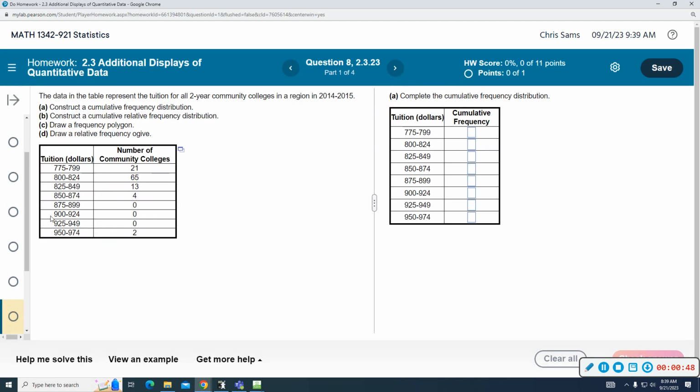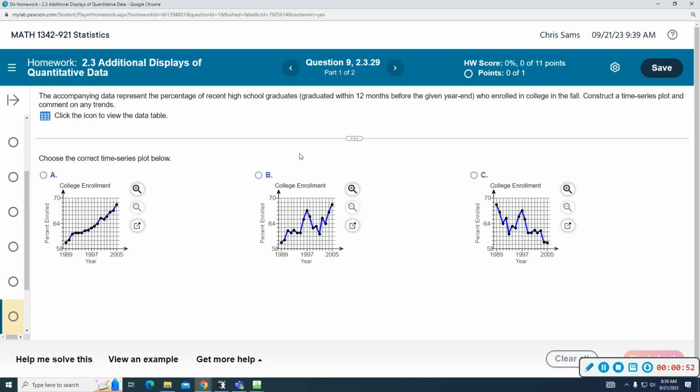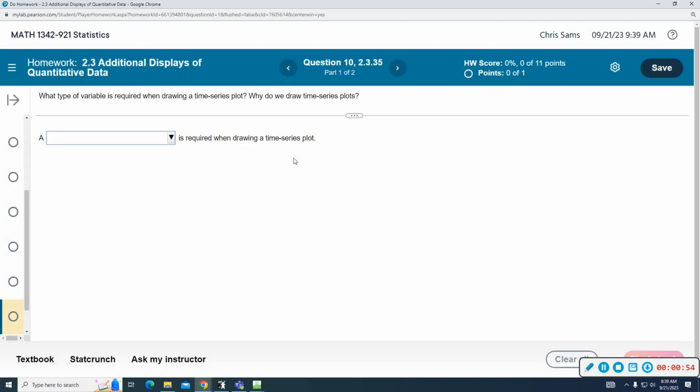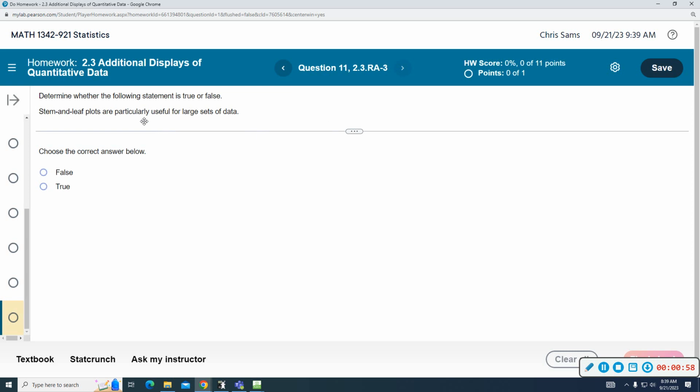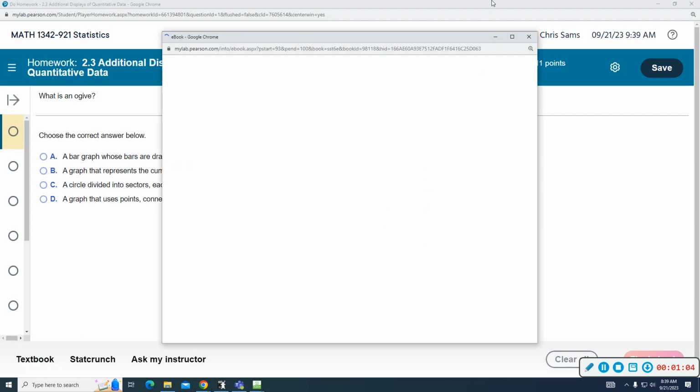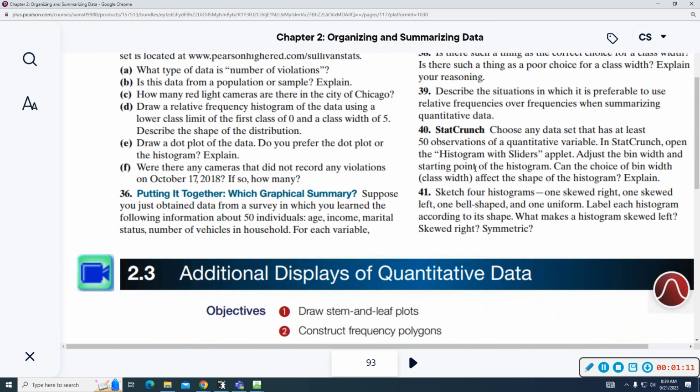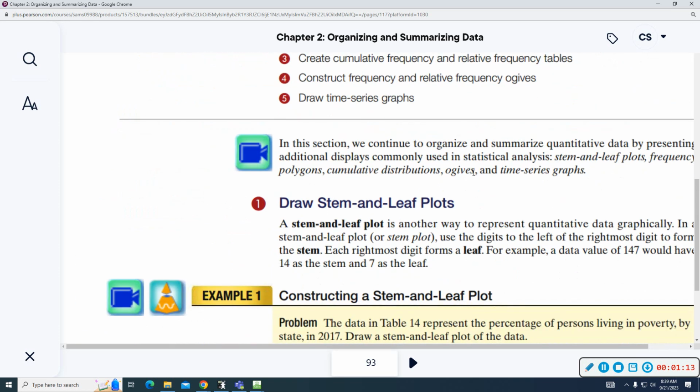So one good thing is just to go through and look at all the questions. You can see everything that they're asking you. And then once you go through all of them, you can see everything that you'll be asked to answer. Then you go to the textbook. And so I'm going to start here in the textbook. I'm just going to give you an overview of the information here in 2.3, and then we'll start answering those questions.